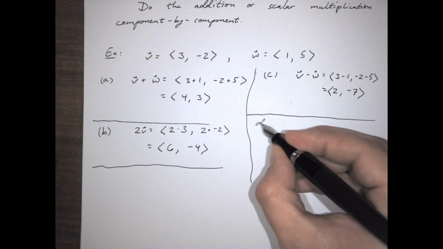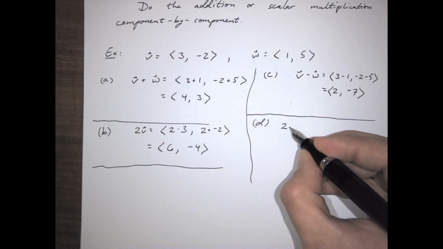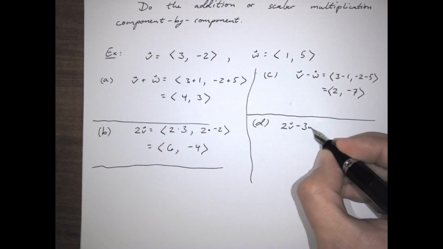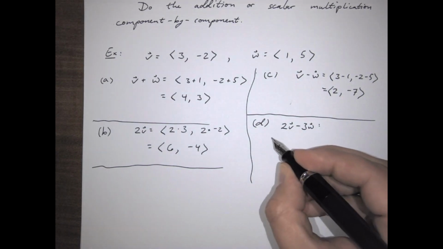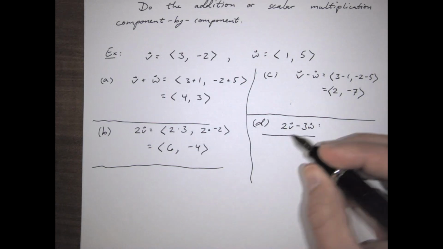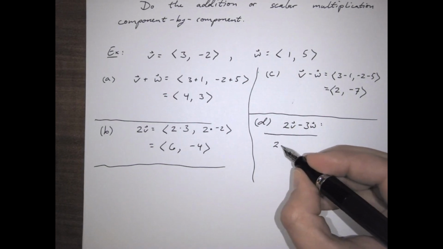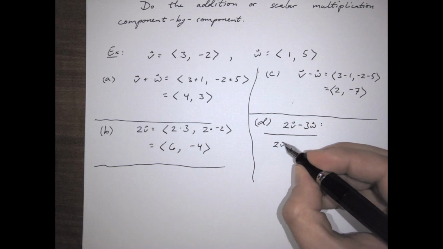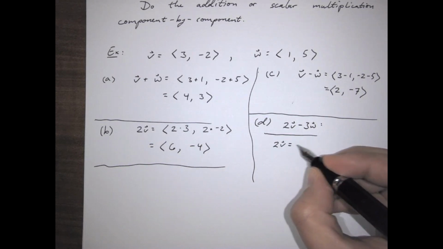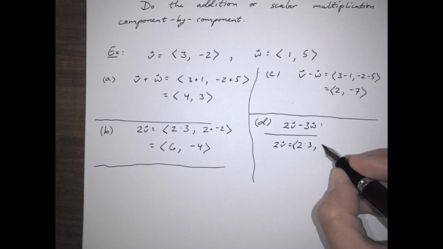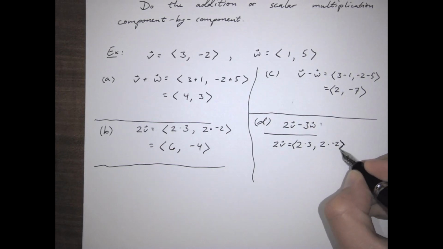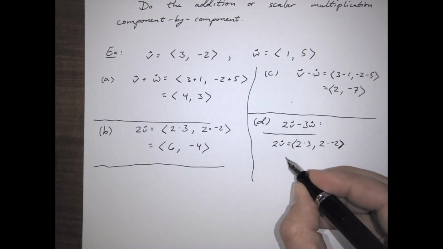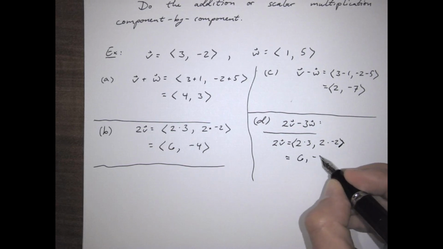And then if I wanted to do something more complicated like 2v minus 3w, then I could just take these two pieces. I could take the two pieces individually and then combine the results, or I could be a hero and try to put it all together all at once. So 2v is equal to 2 times 3, comma 2 times negative 2. Oops, angle bracket, not parentheses. That'll be 6, negative 4, just as it was a second ago.